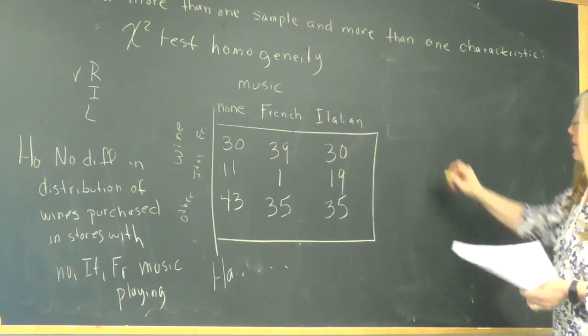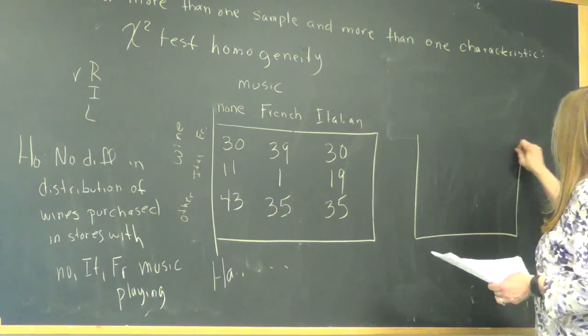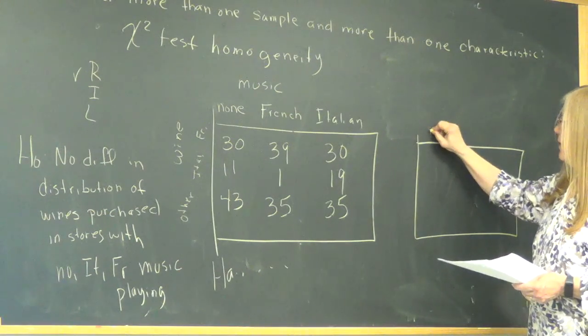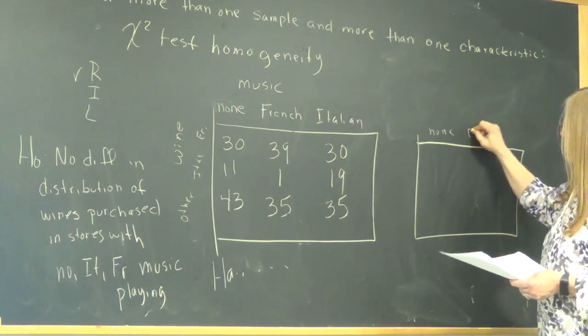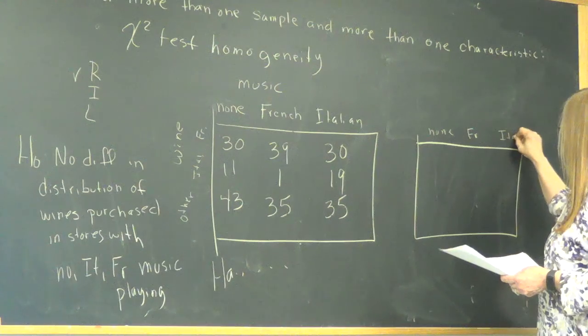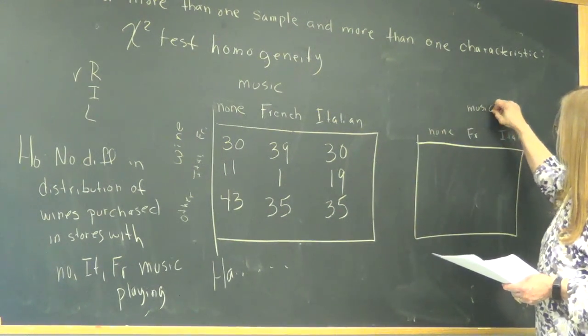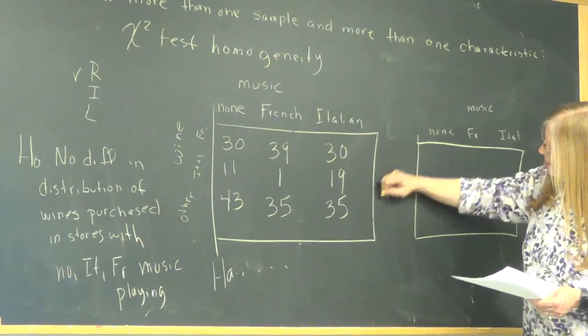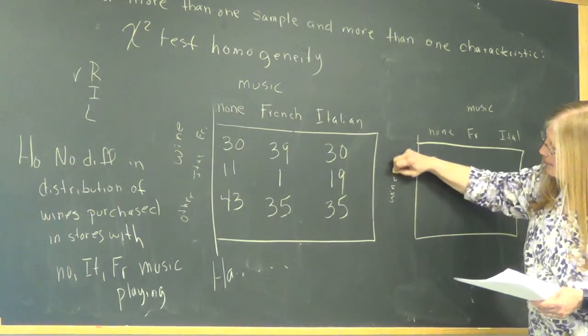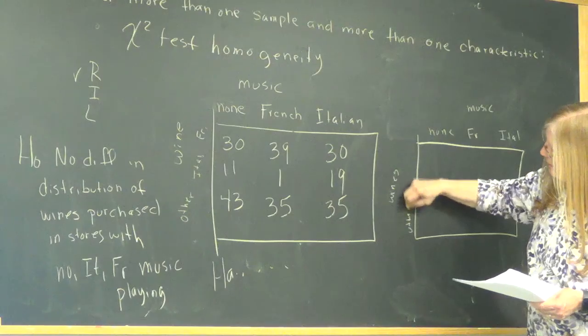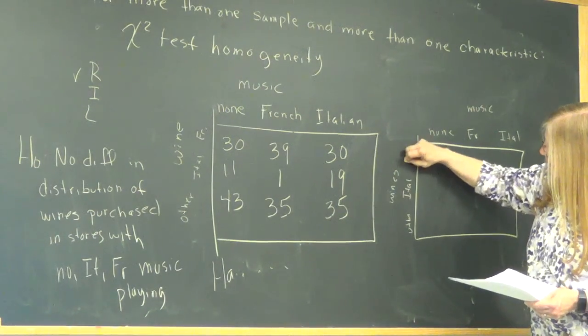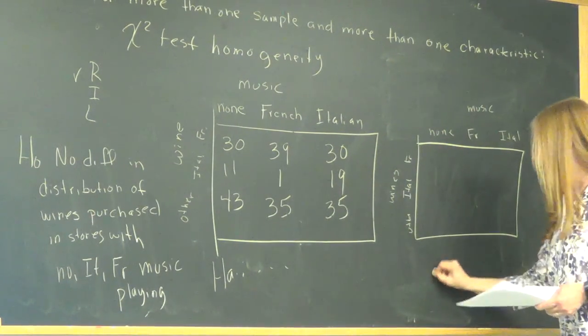All right, so I'm just going to put my expected values over here. So I still have none, French, and Italian. And I still have, so this is music. It's kind of confusing because you've got music and wine on the same names. So they like to keep us thinking. All right, so I'm going to do the expected values over here.